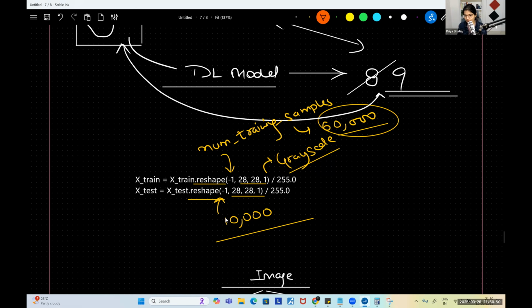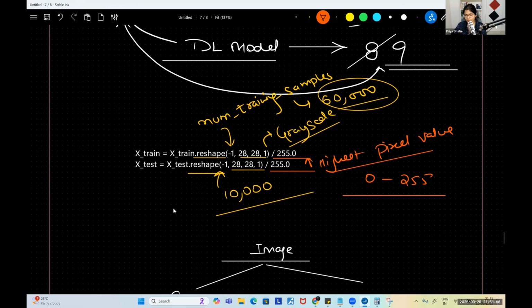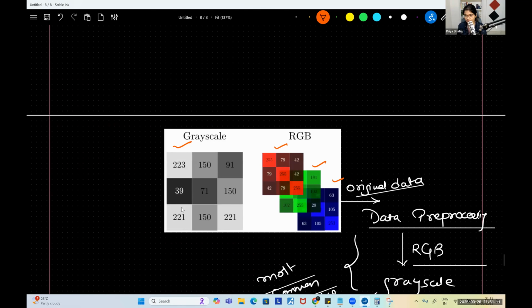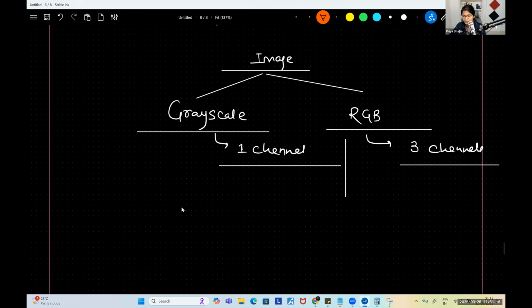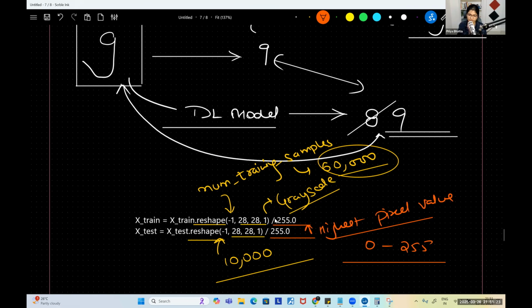After that, we are dividing by 255. 255 is the highest pixel value. So when we are doing normalization, the pixel values usually lie from 0 to 255. 0 is the minimum value in the pixel, 255 is the highest value. So you can see over here, we can see 255, 255, 255, 255, right? The maximum peak value we have in the pixel part is 255. So we are dividing it by 255 to normalize it well. That's the whole idea. This is how we will be able to get the training and testing set.